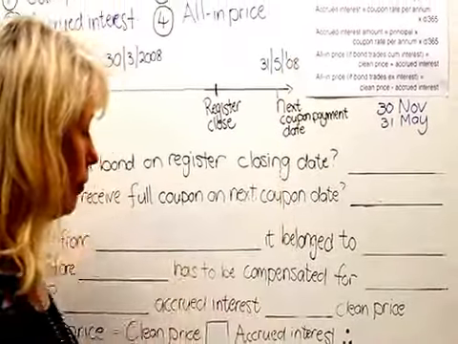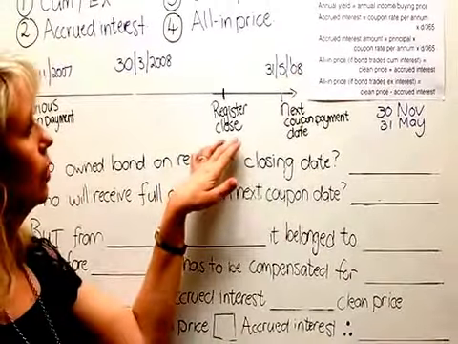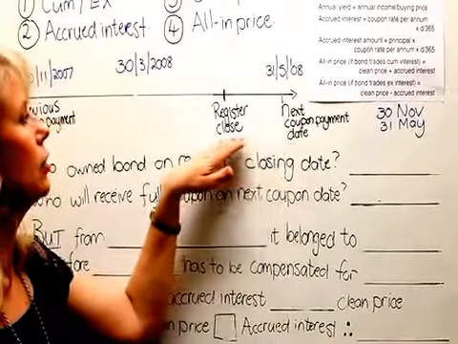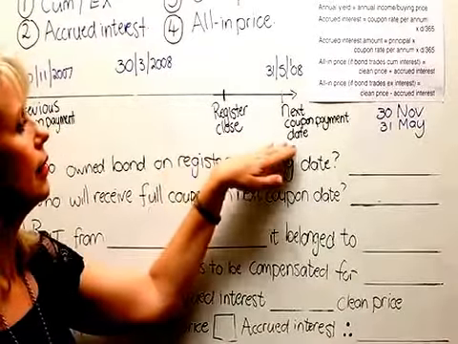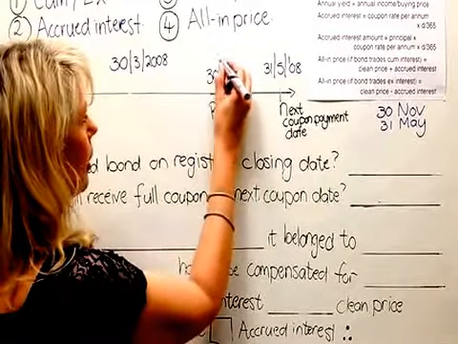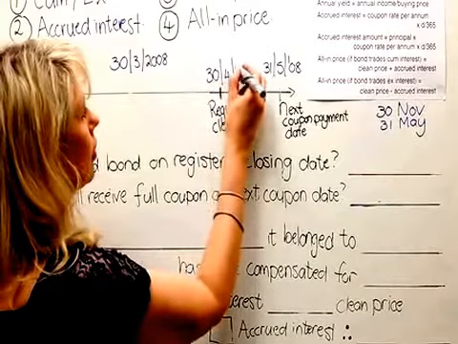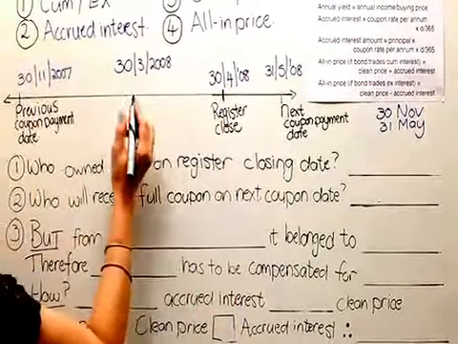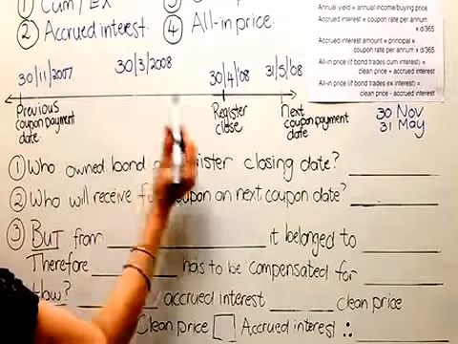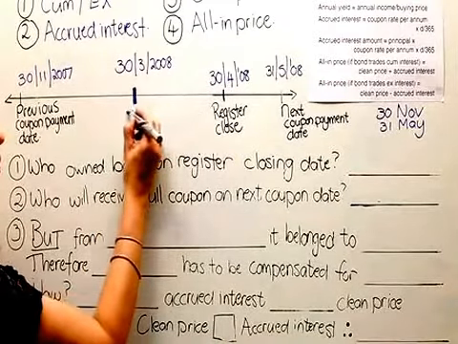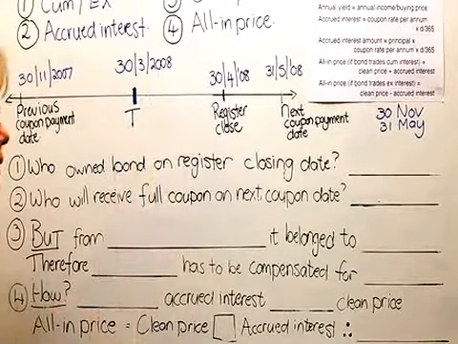And the next coupon payment date will be 31st of May 2008. The register closes 1 month before the coupon payment date, so the register closing date preceding the next coupon payment date will be 30 April 2008. Right, and the transaction date, the 30th of March 2008, therefore falls before the register closing date.